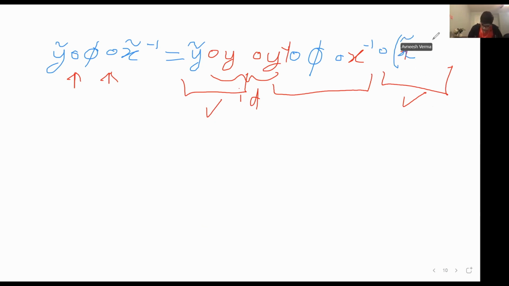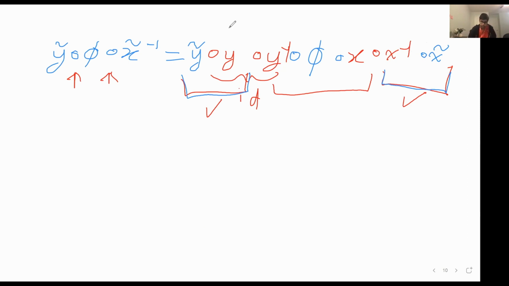X twiddle after x inverse, and then inverse the whole thing. Does that make sense? Wait, I don't think we need to do that though. What if it was just x after x inverse, and then here we go back to... No, because after x twiddle. Oh, because you see this is a chart transition map, so this is differentiable. This is also a chart transition map.